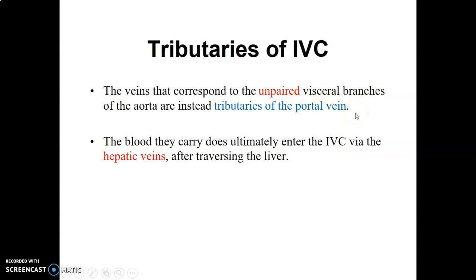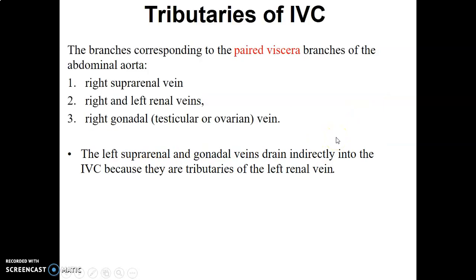We continue with the tributaries of the IVC. Now we are discussing the paired visceral branches, like the suprarenal veins, the renal veins, and gonadal veins. So what happens to them? These paired visceral veins, the right suprarenal vein, right and left renal veins, and right gonadal vein, drain directly into the inferior vena cava.